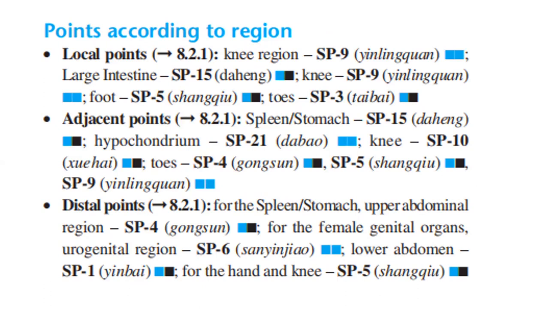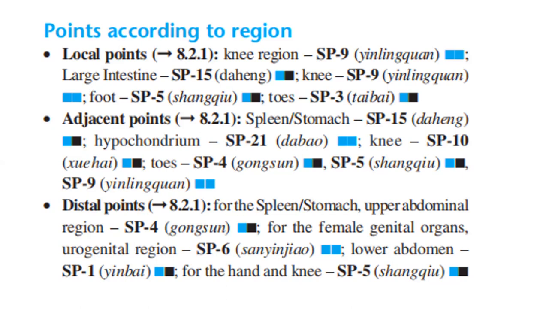Adjacent points: spleen, stomach, Spleen 15. Hypochondrium, Spleen 21. Knee, Spleen 10. Toes, Spleen 4, Spleen 5, Spleen 9. Distal points for the spleen, stomach, upper abdominal region, Spleen 4.